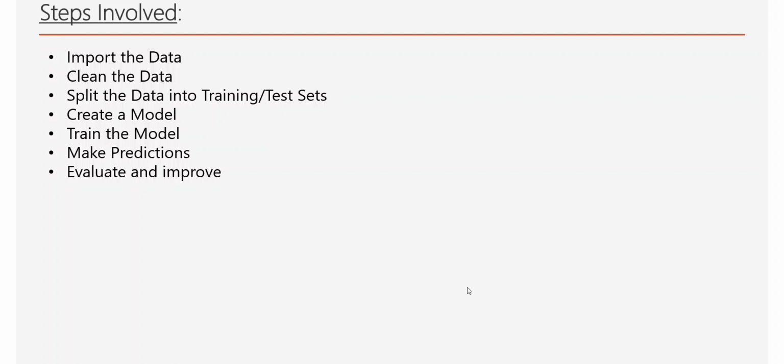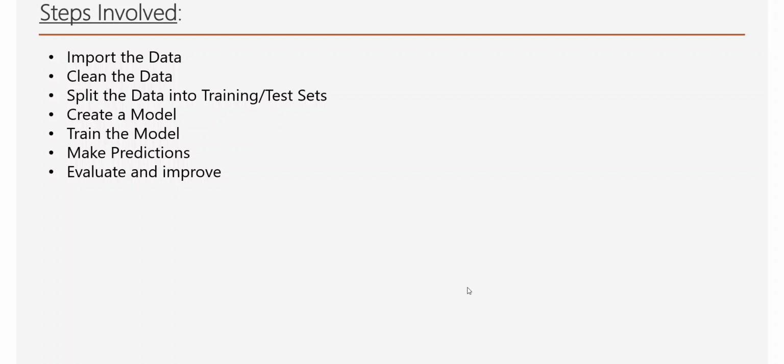Third, split the data into training and test sets. So now, after cleaning, we will split it into two segments, one for training the model and the other for testing it to make sure that the model predicts the right result. For example, we have 1,000 pictures of cats and dogs. So we'll use 80% for training and the other 20% for testing.